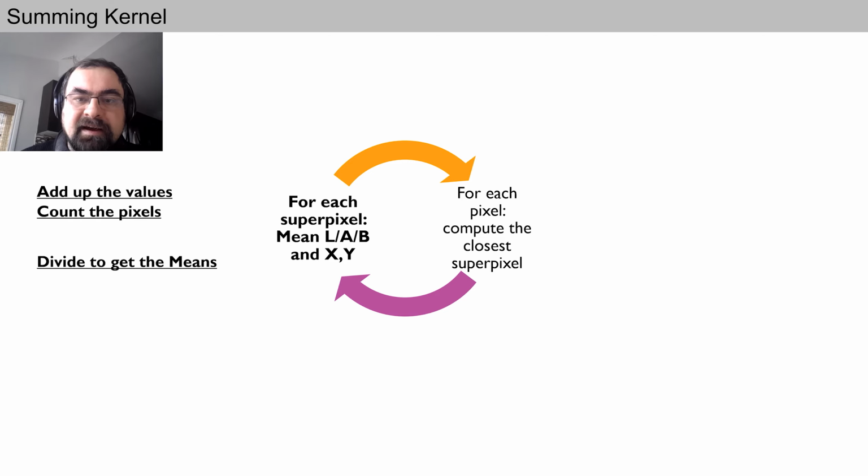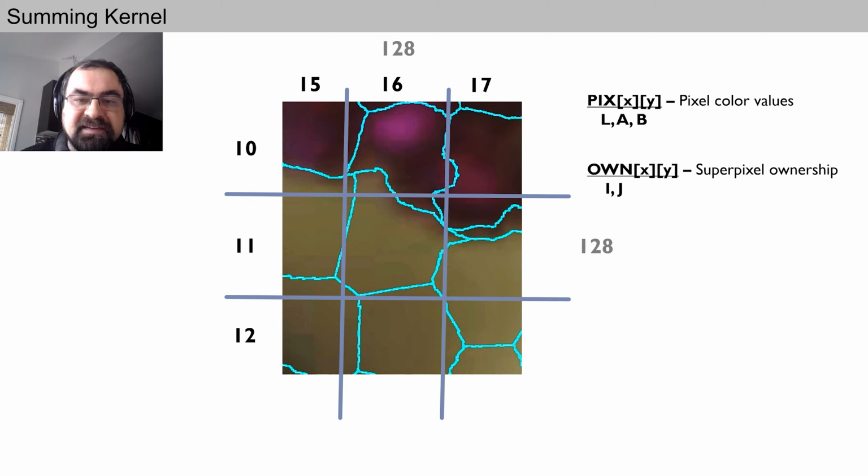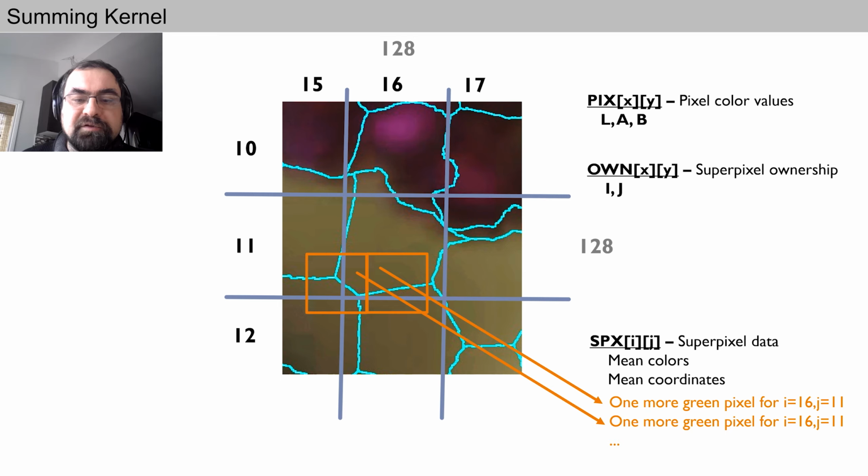The step of adding and counting is the summing kernel. We have our array of pixel color values. We have an ownership array that for each pixel indicates which superpixel owns it. So, for example, all of the shaded pixels are owned by the superpixel at i equals 16 and j equals 11. And then for each ij superpixel, we have a bunch of data that we store, like mean colors and mean coordinates. The naive way of doing this is just to have a bunch of thread blocks and threads with one thread per pixel, where each thread globally writes that it found a green pixel at this superpixel value, or a red pixel at this superpixel value.